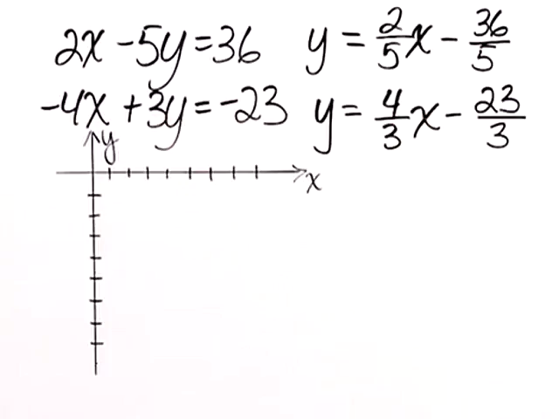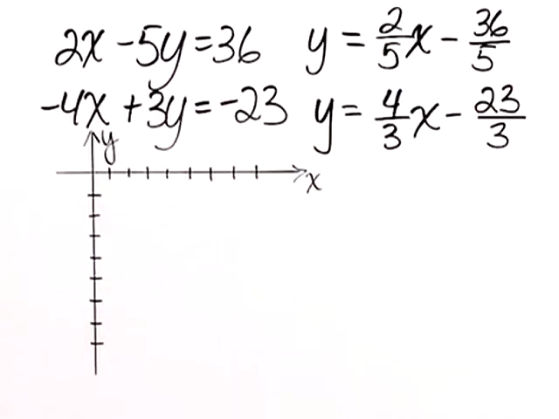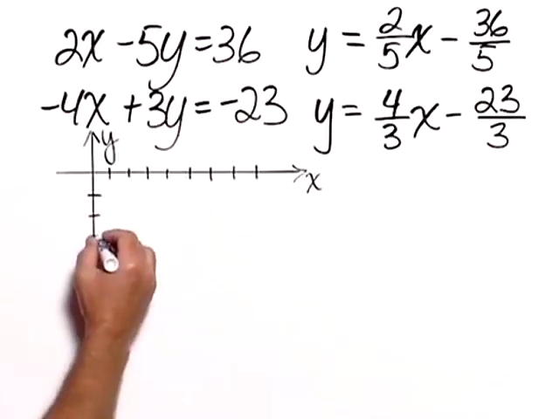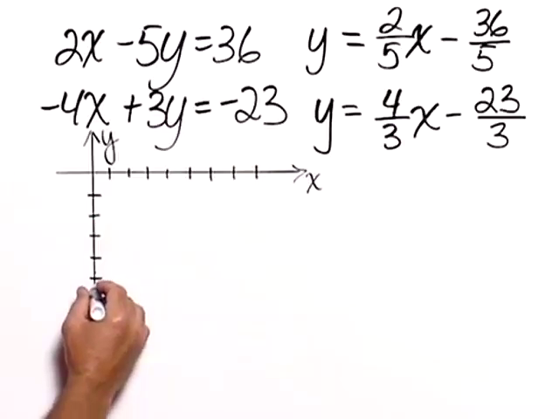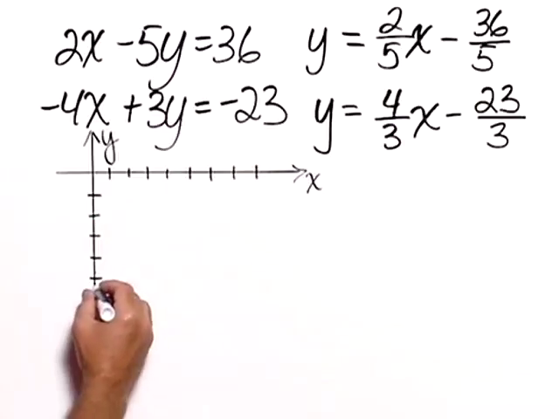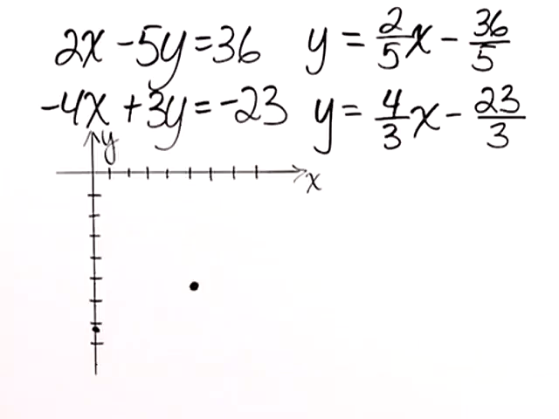So to graph these, we start with this y-intercept, negative 36 divided by 5. If you convert that to a mixed number, it's negative 7 1/5. So negative 7 1/5 would be approximately right there. Now we have to use the slope of 2/5 to find another point. So we would have a rise of 2 and a run of 5. So we would go across to 5, which is approximately right there. We would now draw our line through those 2 points.